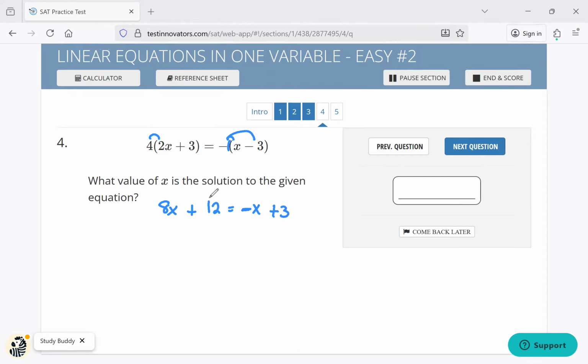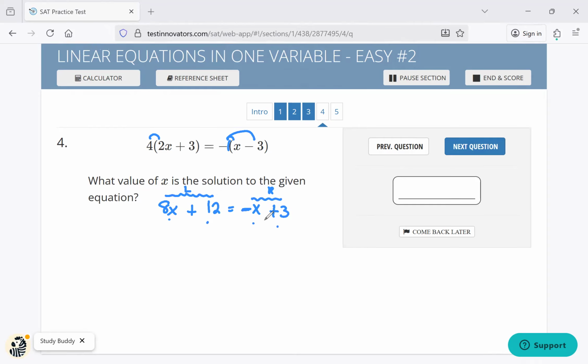So we're doing a two-step equation. Before we move things around, always check if you can collect like terms. So on the left side, can you collect like terms? No. We have a variable and a constant, don't mix. On the right side, can we collect like terms? No. We have a variable and a constant.